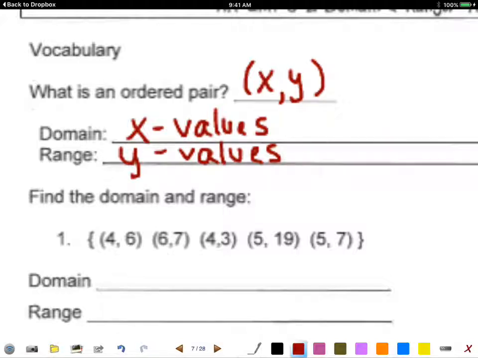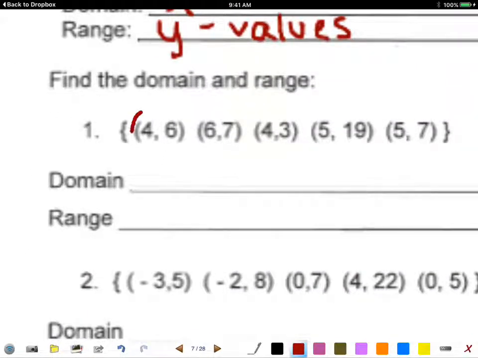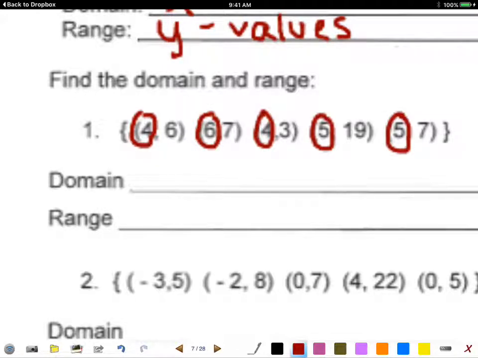Okay, so it says find the domain and range. So we just said the domain is all the x values. So do me a favor. Let's go through and let's circle all of the x values right here. Okay, so all of the x values. So the x values are 4, 6, 4, 5, and 5. Now, when we are listing the domain, all the x values, I want you to write them in order from least to greatest and without repeating.